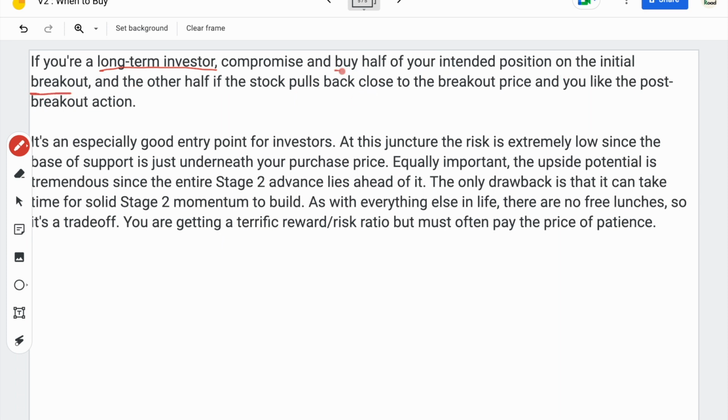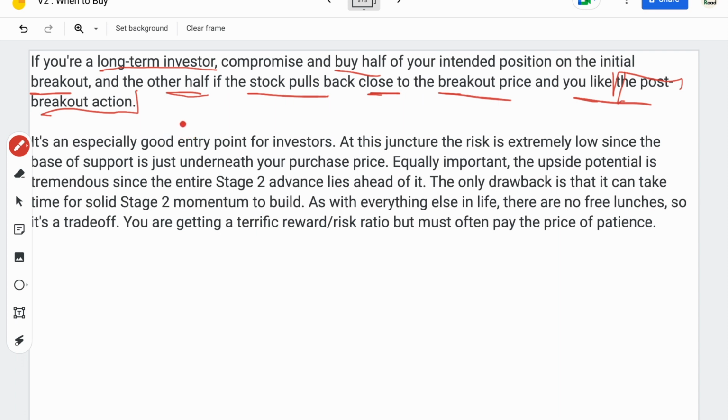He's saying that when the breakout happens, just buy half, and buy the other half if the stock pulls back close to the breakout price and you like the post breakout action. This is a very important point. Post breakout action is very important. There are a lot of things we'll discover about this, but just keep this point in mind.